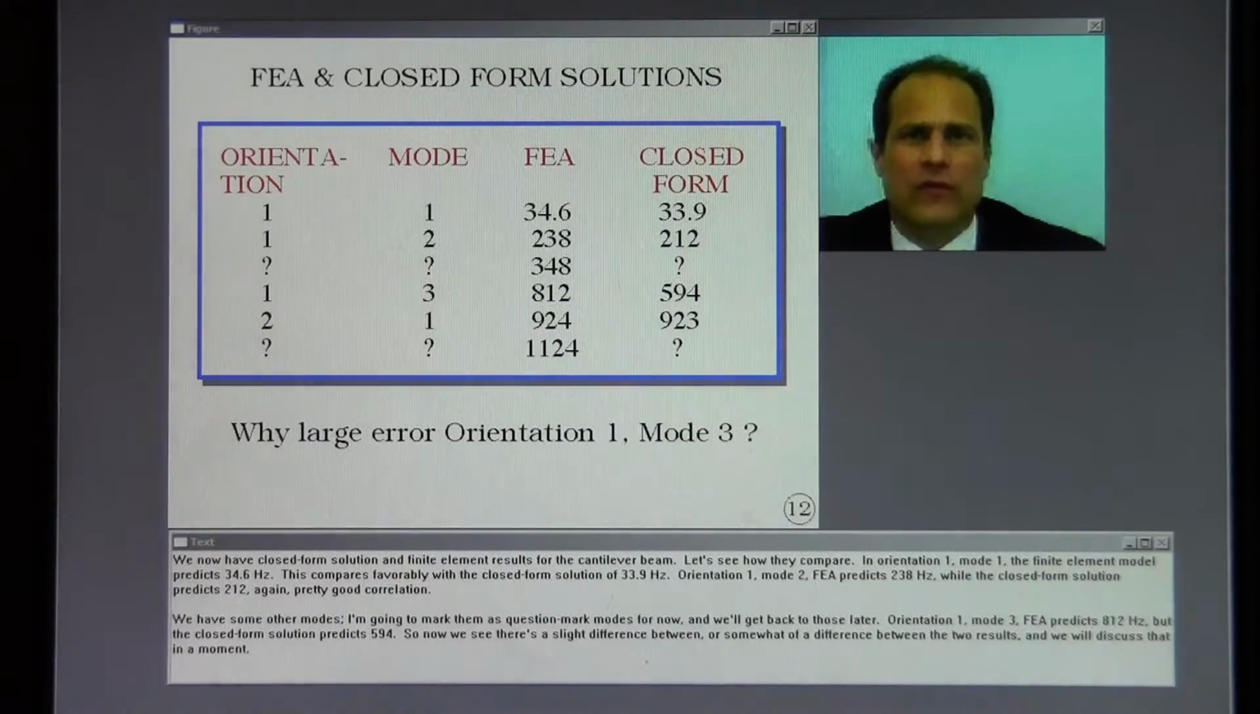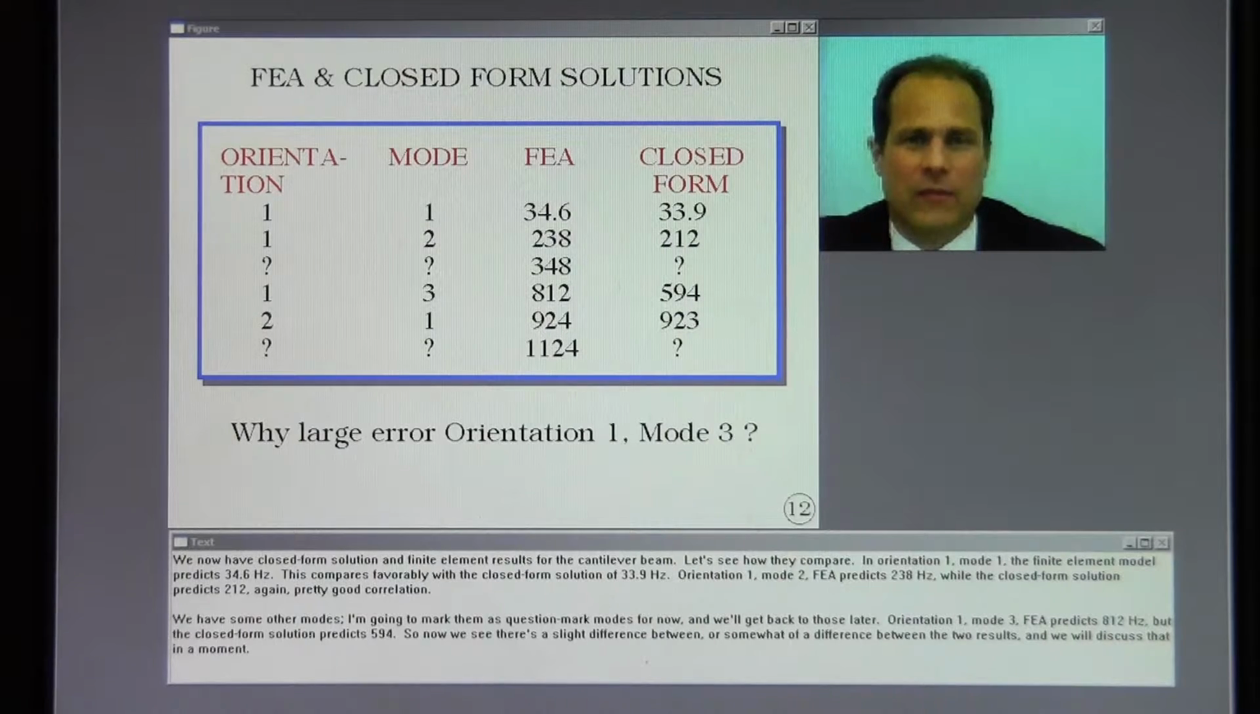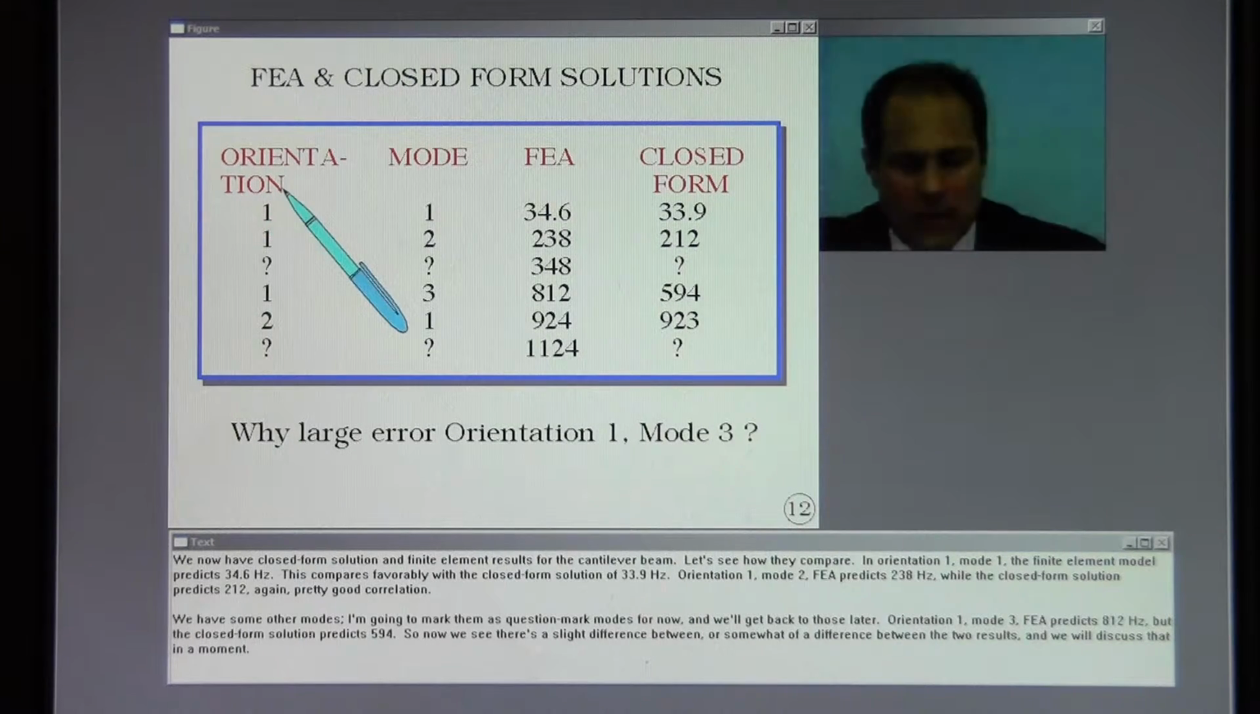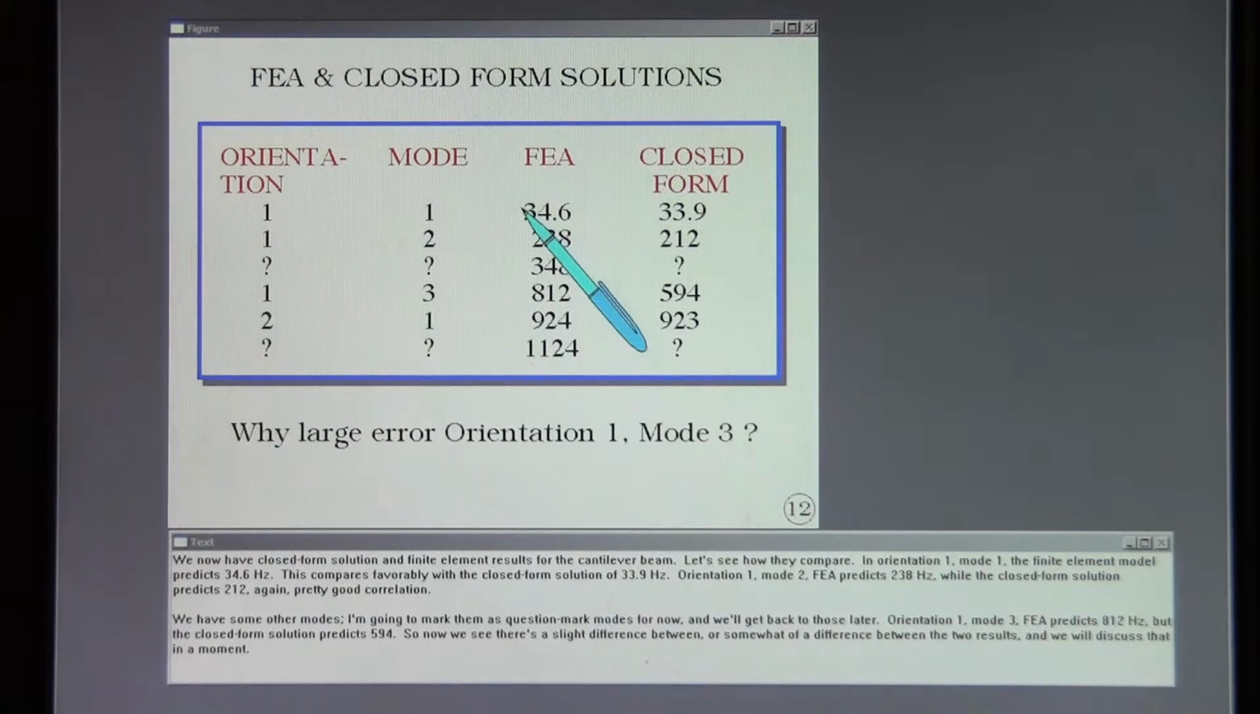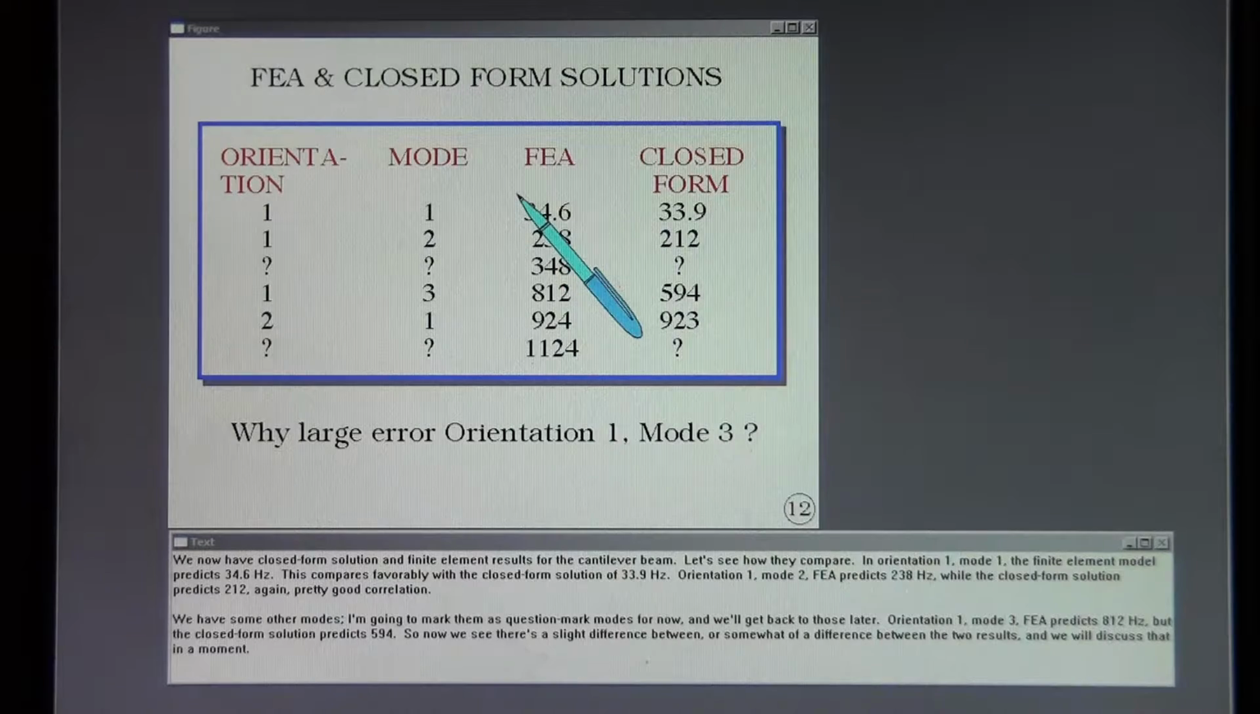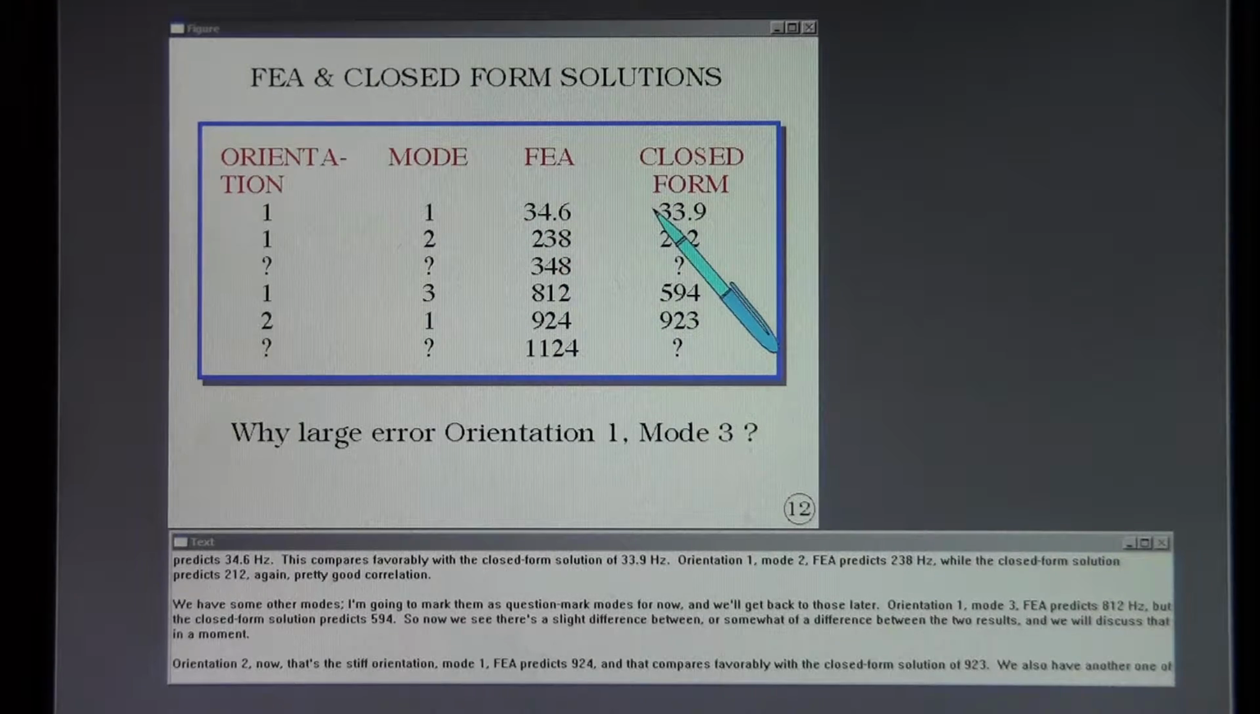We now have closed form solution and finite element results for the cantilever beam. Let's see how they compare. In orientation 1, mode 1, the finite element model predicts 34.6 hertz. This compares favorably with the closed form solution of 33.9 hertz.